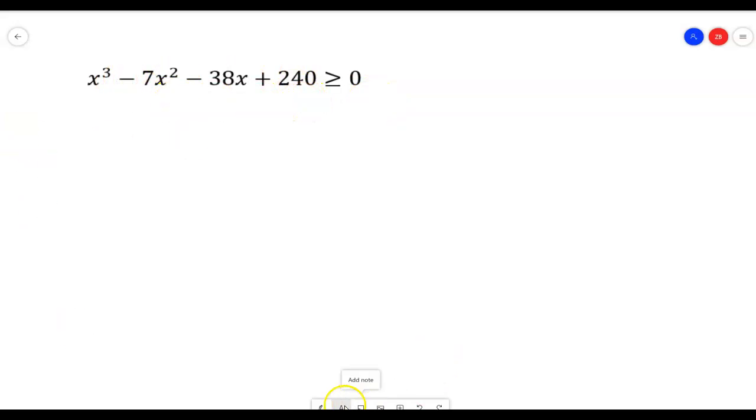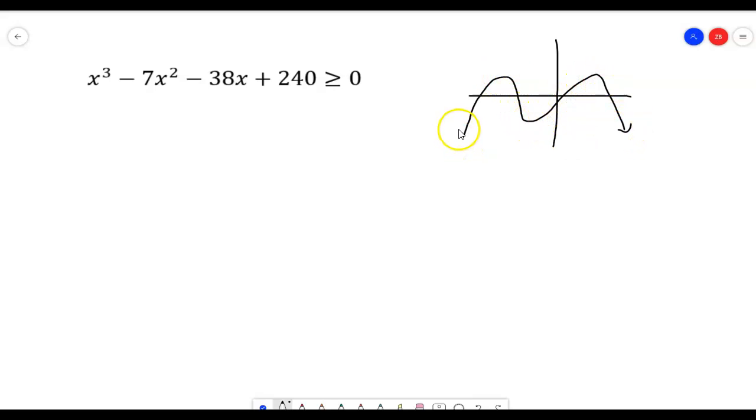So the first thing I want to do is just give an idea of what they are asking. We're given a polynomial, and they're asking us to give all the values for x where the polynomial is going to be greater than or equal to 0. As a visual representation, if we had a graph here and we've got some third degree polynomial, maybe it looks like this, right?